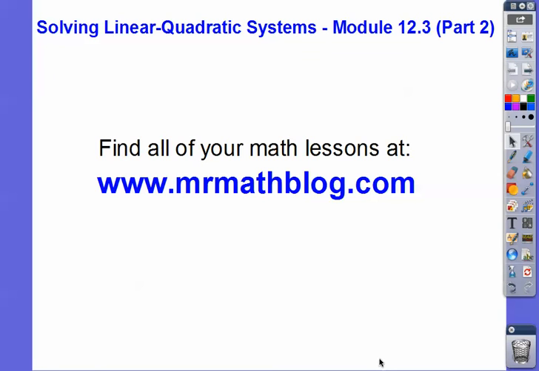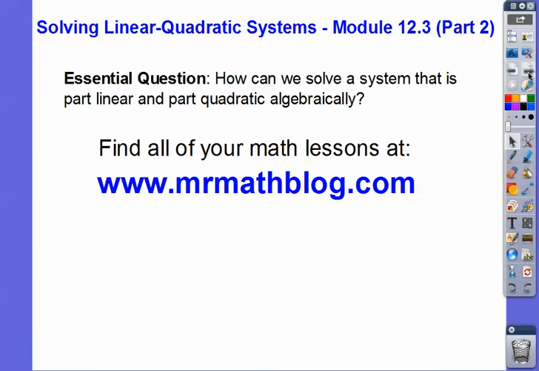Hey folks, this lesson is the second part of Module 12.3, solving linear quadratic systems using the graphing method. All right, so this one we're going to do it the algebra way. In the last lesson we did the graphing way. This way we're going to do it algebraically.